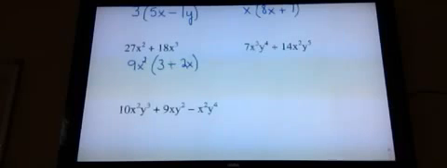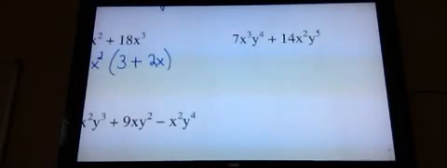Okay, next example. 7 and 14. So 7 is common to both of those. X is present on both. So one has an x to the 3rd, the other has an x to the 2nd. So x to the 2nd, the lower power, comes out as the common factor. They both have y's. We have a y to the 4th, and we have a y to the 5th. So I take out the lower one.